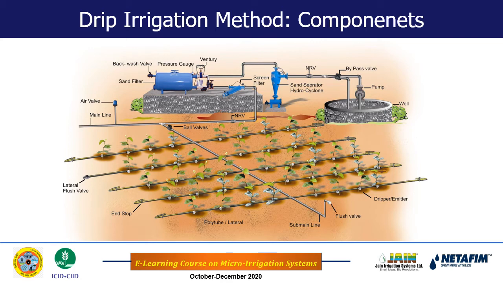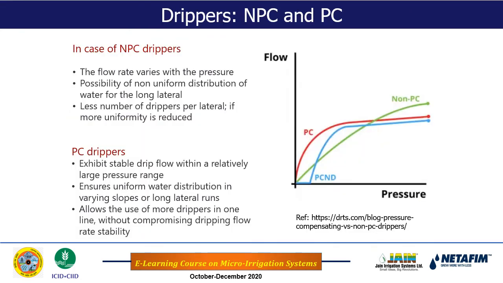Okay, but if we want to have the uniformity efficiency of 100%, or if we want to keep the length of the lateral more for the precise irrigation, then we can go for the pressure compensating emitter, in which even if the pressure varies in certain range, the discharge is constant, as its characteristic.